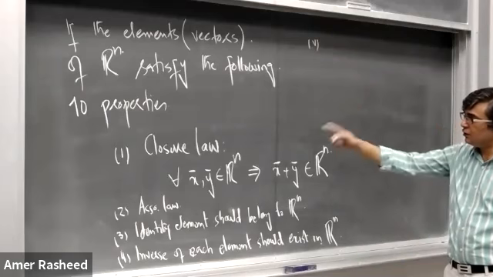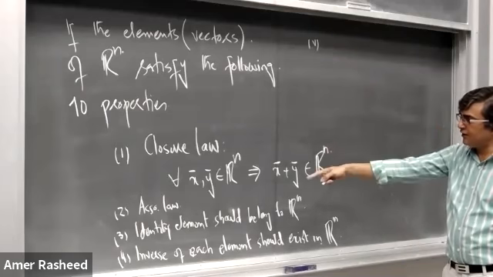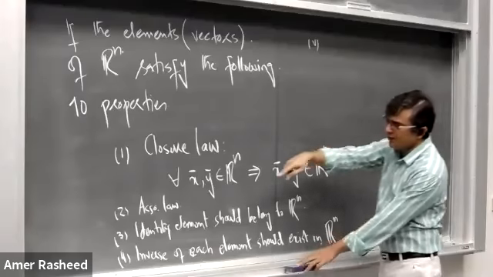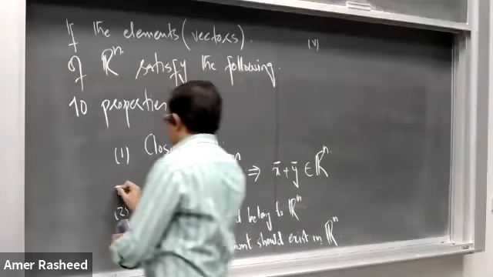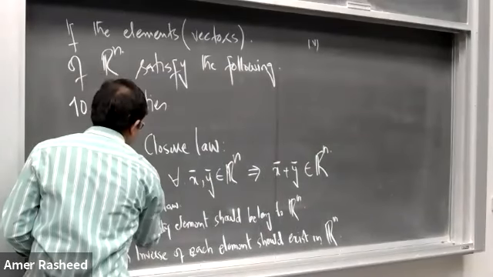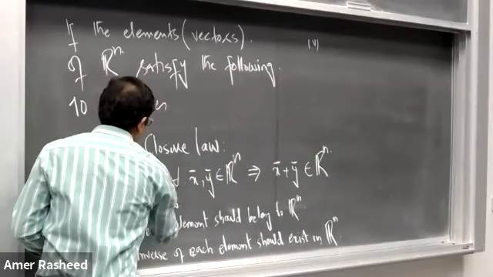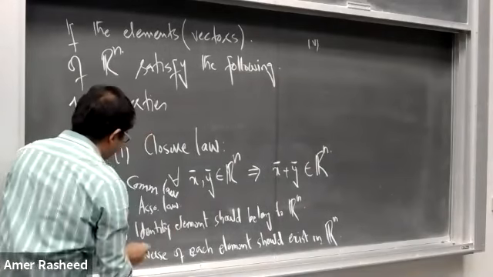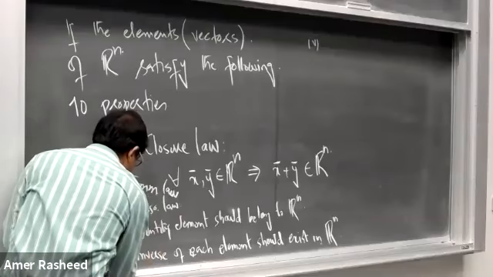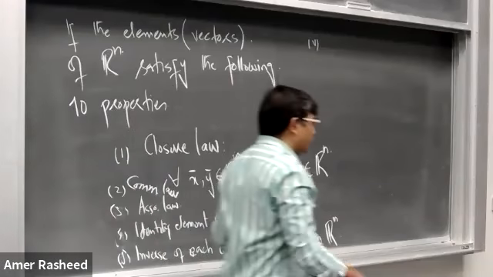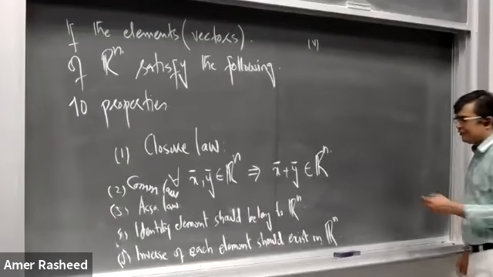Fifth property is... what was it? Closure law. Commutative. Sorry, commutative. Here commutative should come second. Okay, second should be the commutative law. And this should be third one, this should be fourth, this should be fifth. You have to keep the order of these properties. Otherwise, you cannot prove them.